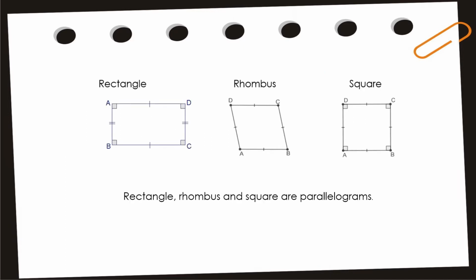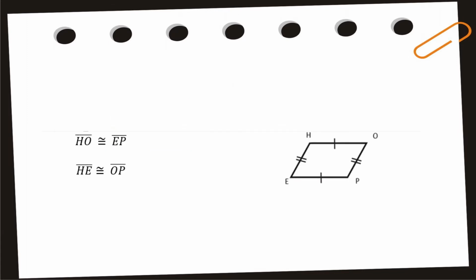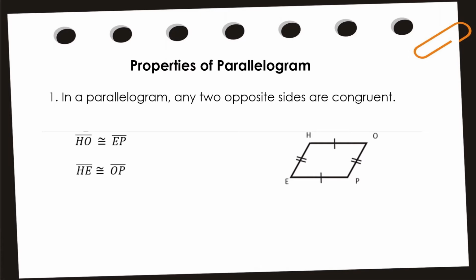Rectangle, rhombus, and square are parallelograms. Let us now proceed to the properties of a parallelogram. First property, in a parallelogram, any two opposite sides are congruent.